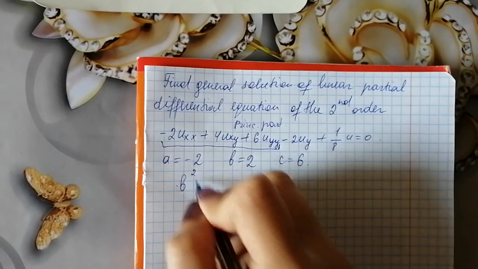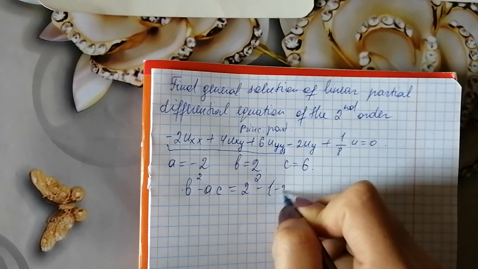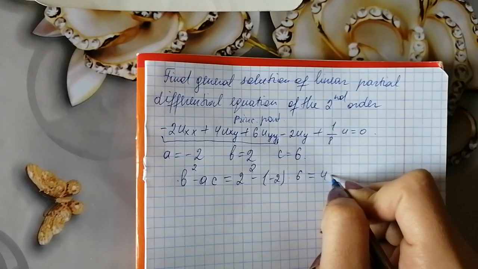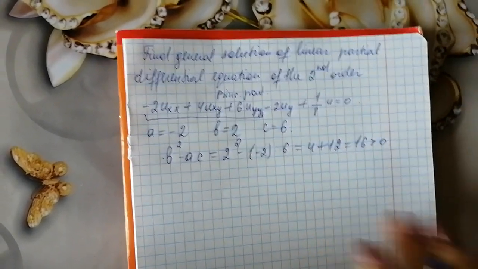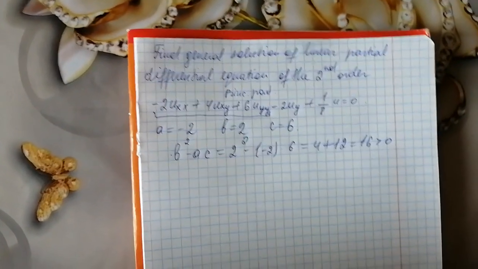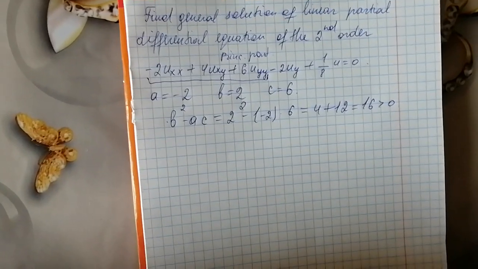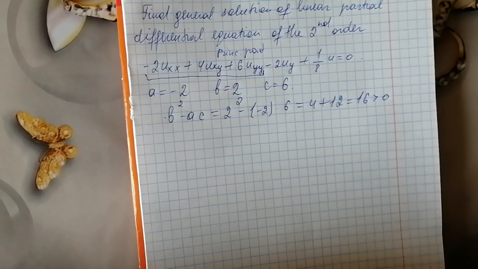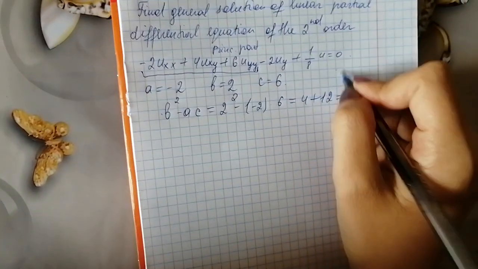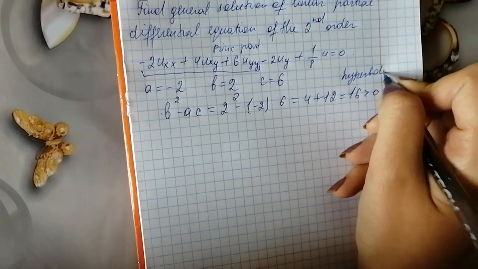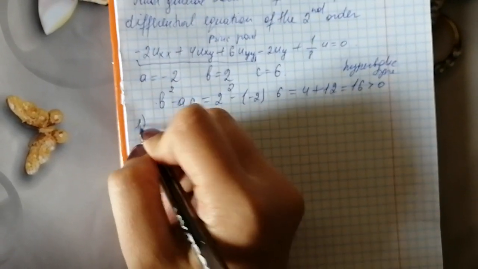And b squared minus ac is equal to 2 squared minus negative 2 times 6, which is 4 plus 12, and it's equal to 16, and it is greater than 0. We know that if b squared minus ac is greater than 0, then such type of equation is called hyperbolic type of equation. Now our equation is of hyperbolic type. Let's find characteristics of hyperbolic type of equation.